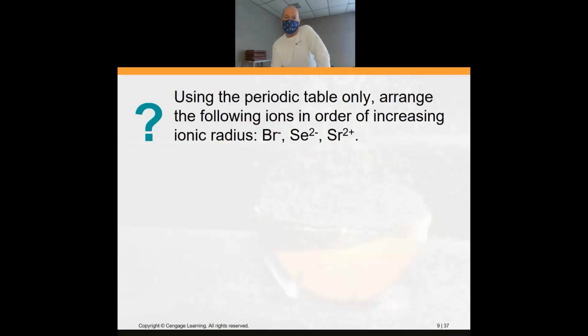So this one, you don't have to do anything except say this is the most negative, this is the most positive. So Sr 2 plus is the smallest, followed by your Br, which is only minus 1, followed by your Se, which is a minus 2. The more negative, the larger. The more positive, the smaller. You just have to know the charge. Sr 2 plus means you have 2 extra protons holding on the electrons, so that's going to be very tight. Here you have 1 extra electron out there. Here you have 2 extra electrons out there, and so it's going to be even larger.